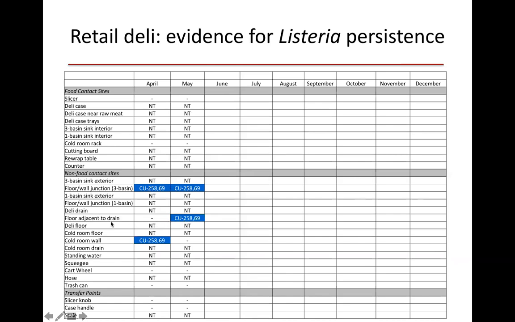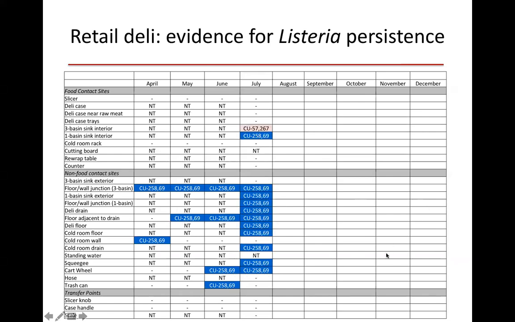We also have, for the first time, a floor adjacent to the drain. In June, we have a couple more that turn up positive, a cartwheel and a trash can. In July, you can see that, first of all, more testing was done, and it looks like this particular type of Listeria is all over the place. But for the first time, we also see a different type of Listeria in a different color. In August, you can see we have 2 Listeria that we haven't seen before, this pink and this sort of tan.